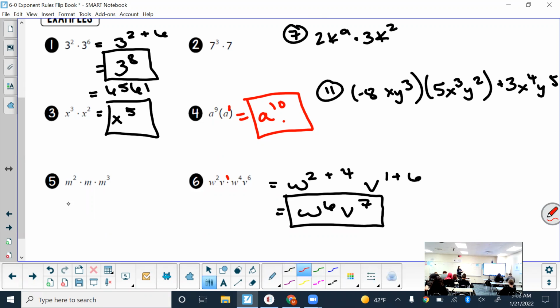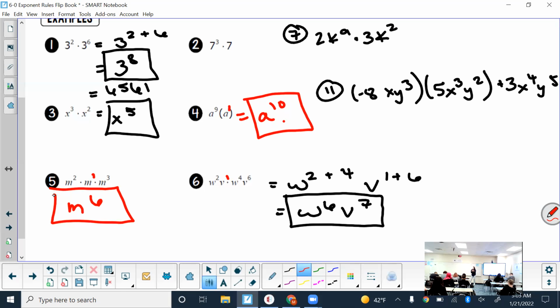All right, what about number 5? I heard n to the 6th. Anyone get something different? All right, good. So remember, if it's not written, but it's there, like the n, what's the exponent? And then you would have to add them all together. So 2 plus 1 plus 3 gives me 6. So n to the 6th.